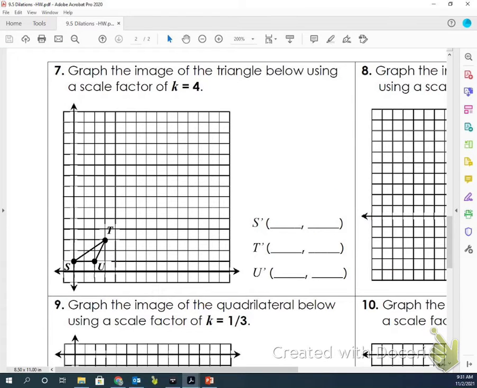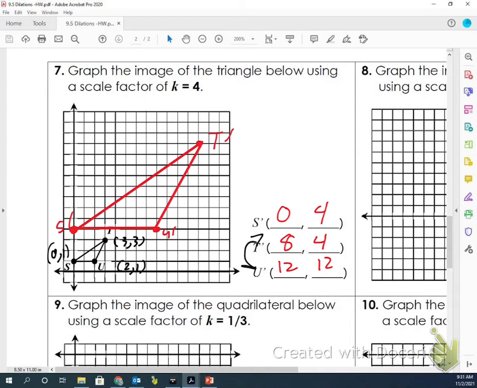Here we have a scale factor of 4. Again, exact same thing. But here, we're not given the points, so we have to figure out the points. 0, 1, 2, 1, and 3, 3. So to get S prime, we take 0, 1, and we multiply it by 4. 0 times 4 is 0. 1 times 4 is 4. For T, it's 3, 3. 3 times 4 is 12. I got T and U mixed up, so those are backwards. Do a little arrow thingy right there. And plot the points, and there you go. Notice, again, we're expanding away from the center of dilation, the origin, by a factor of 4.